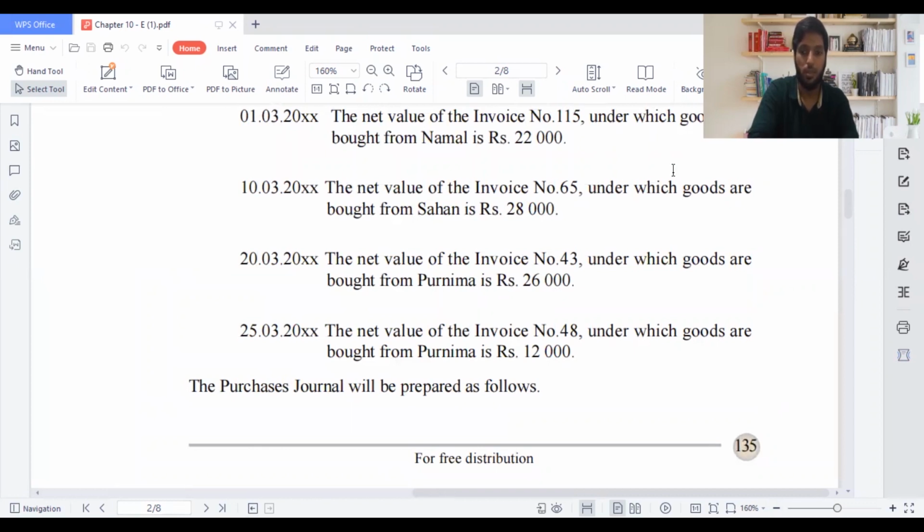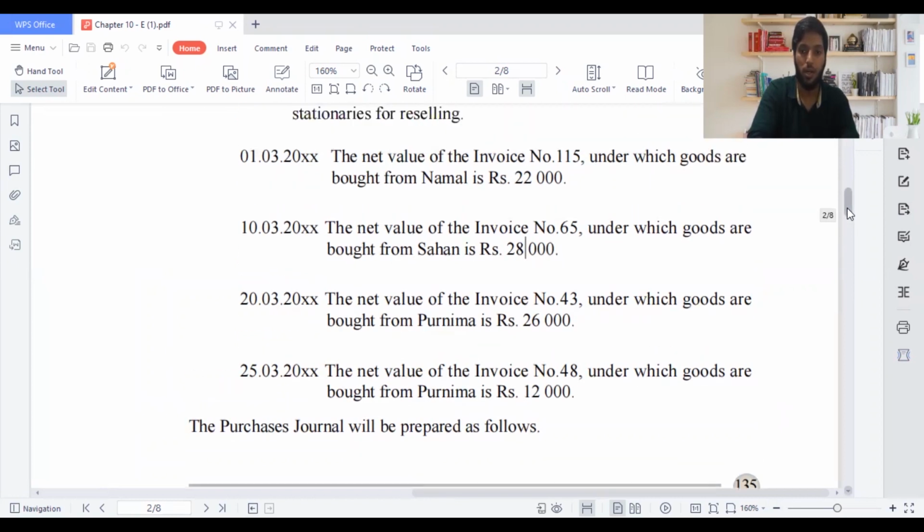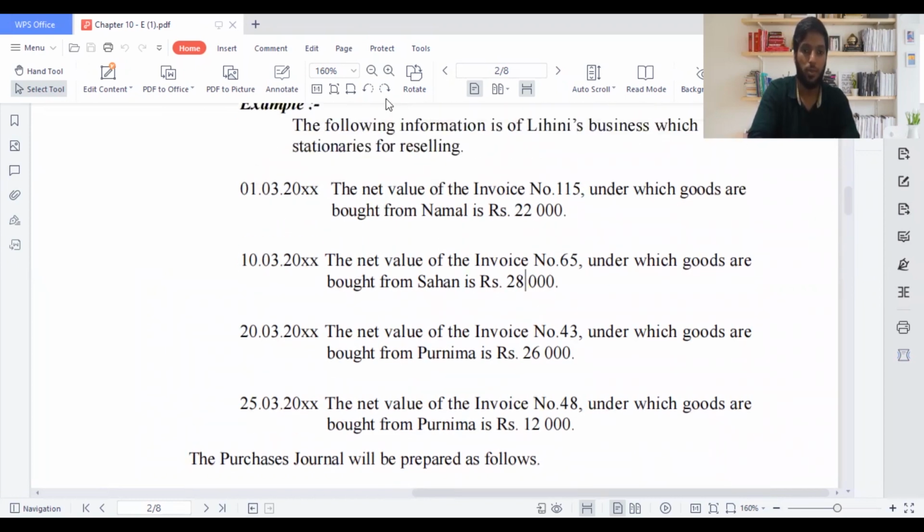No problem. So you guys have the textbook, I hope so. When you are doing the sum, you need to have the textbook with you. The net value of the invoice number 115 under which goods are bought from Namal is 22,000. The date is 1/3. So write the date 1/3, right?